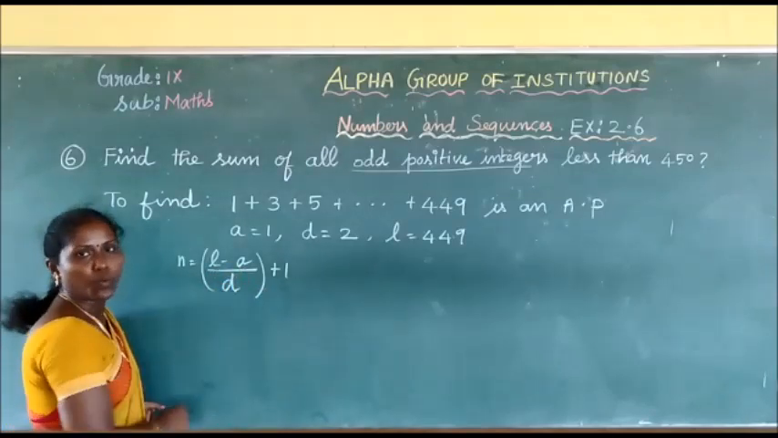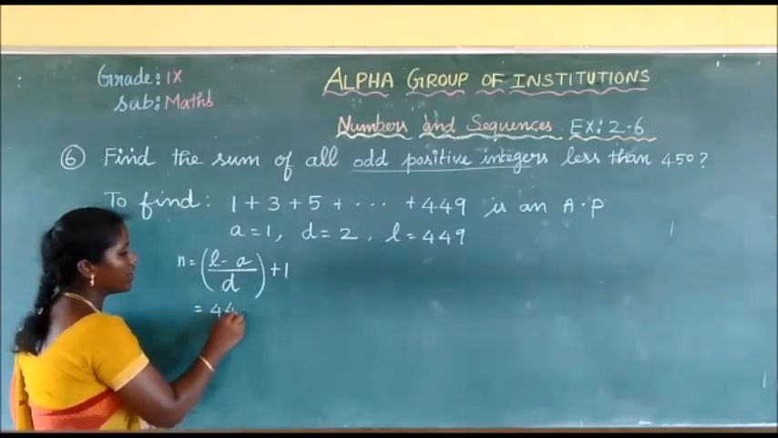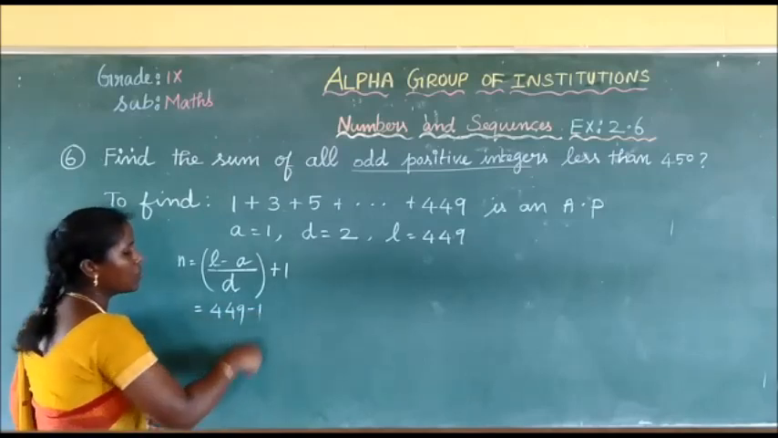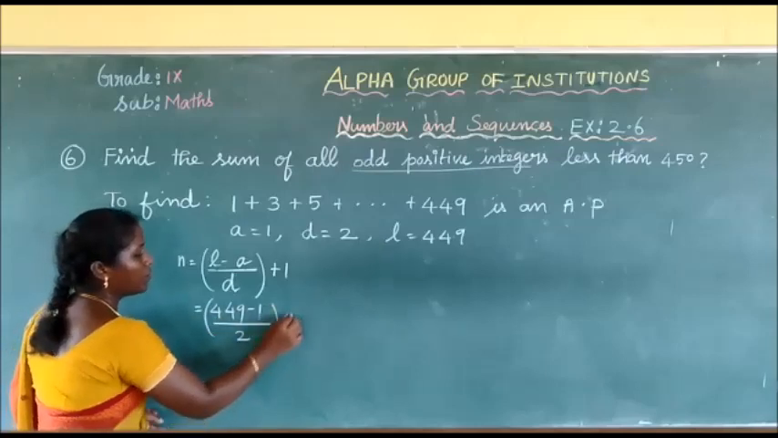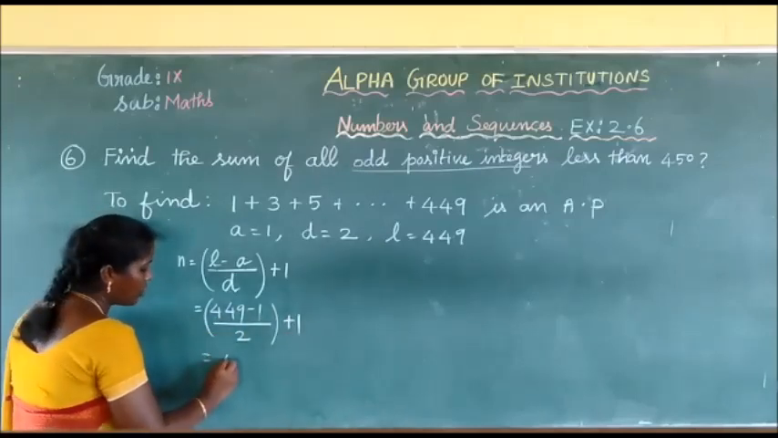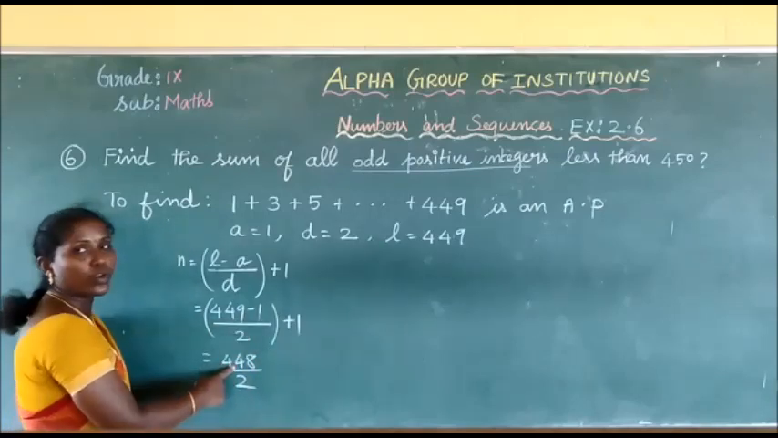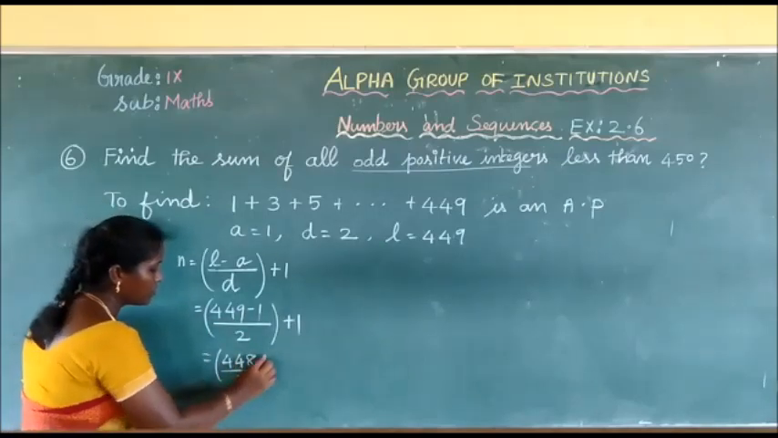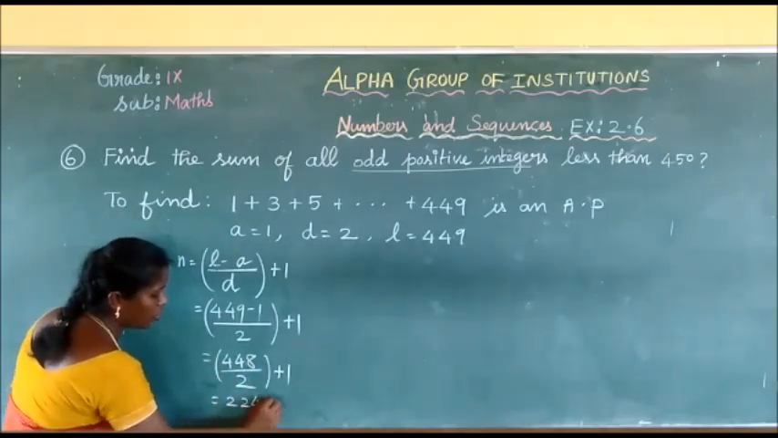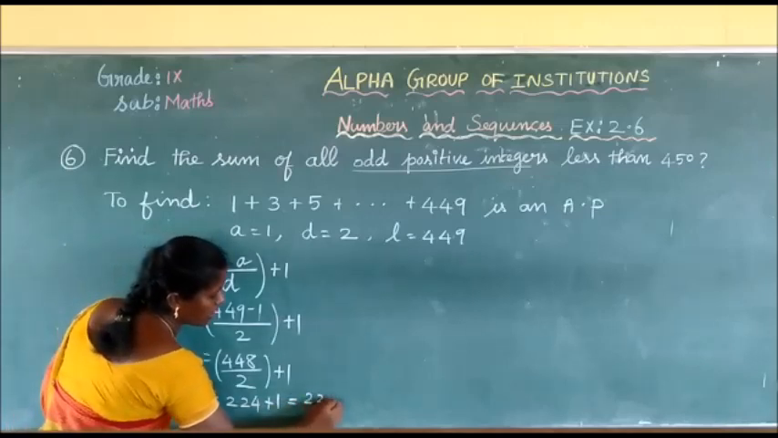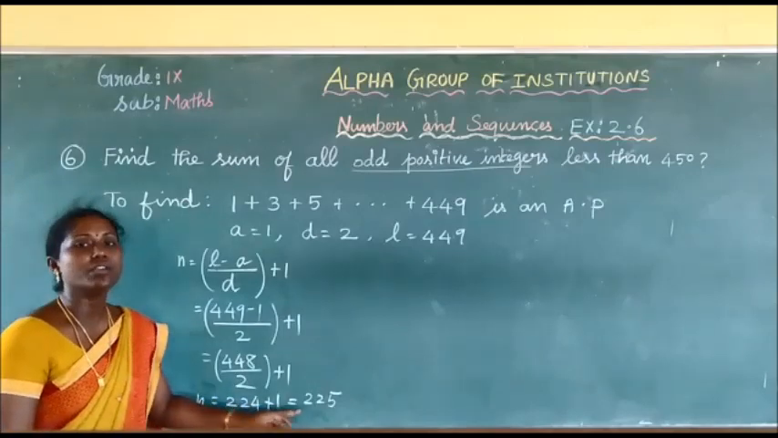By d plus 1. Now substitute and find the number of terms. What is the last term here? 449. And what is the first term? 1. So 449 minus 1 by common difference, which is 2, plus 1. That is 448 by 2 plus 1. If I simplify by 2, it is 224 plus 1, which is equal to 225. So we got the number of terms as 225.